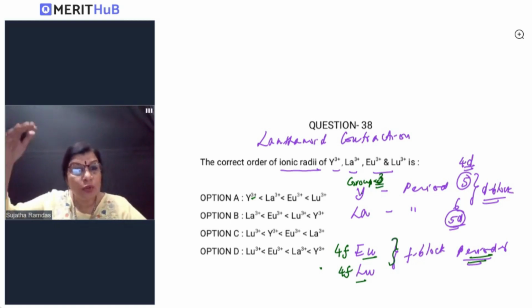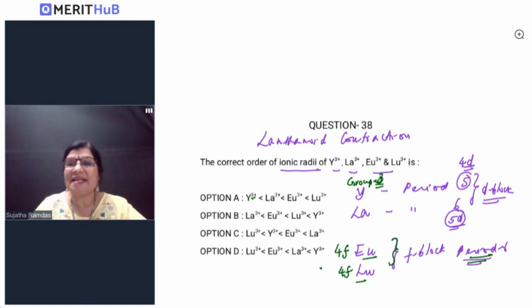So you know that down any group, as the atomic number increases, the number of shells increases, and the screening effect also increases, right? Now the shielding effect is due to electrons present in 4d and 5d. So 3+ involves the removal of electrons, for yttrium, from the fifth shell. Fifth is the outermost shell, right?